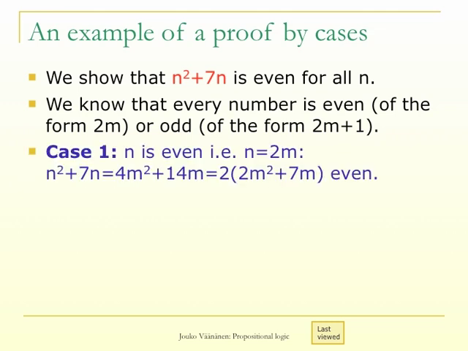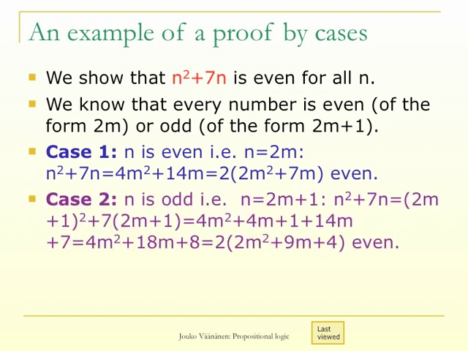Let us take an arbitrary natural number n. Case 1. n is even, that is n is 2m. Then n squared plus 7n equals 4m squared plus 14m, which is again 2 times (2m squared plus 7m), and this is clearly even.